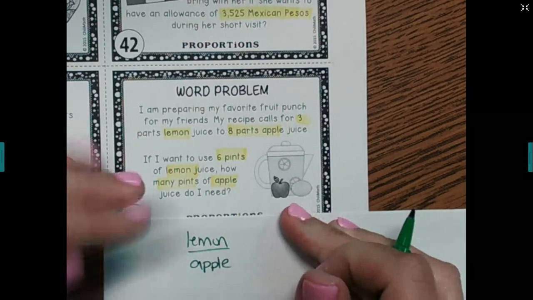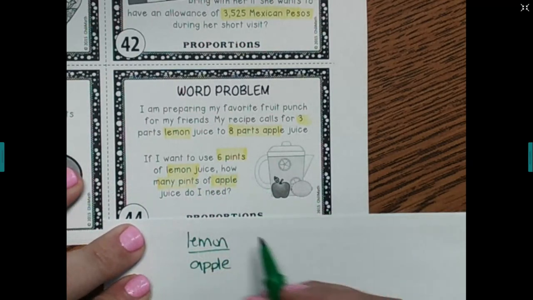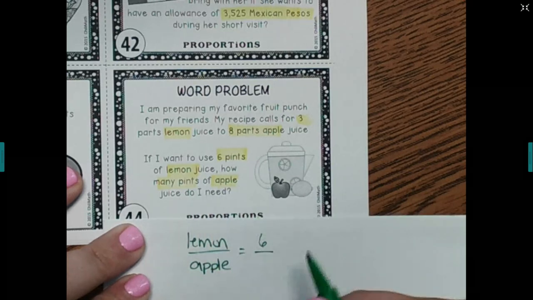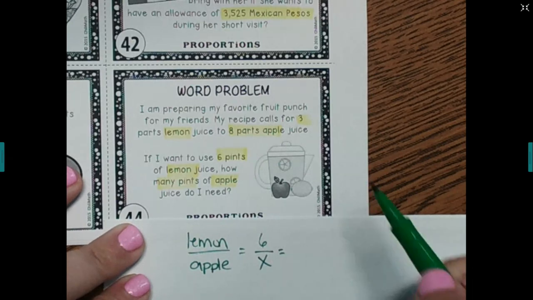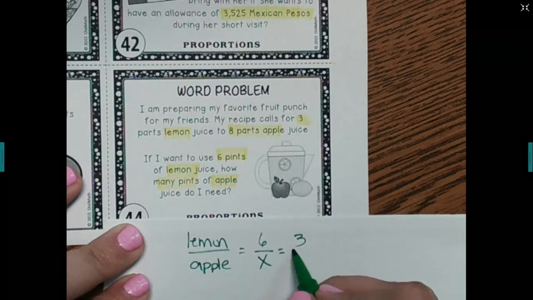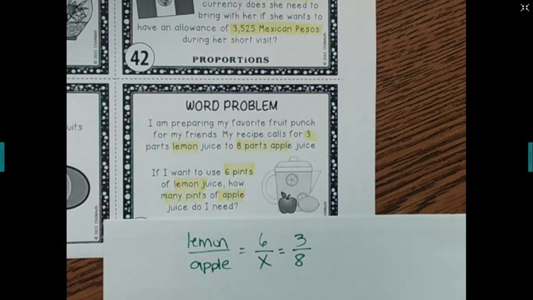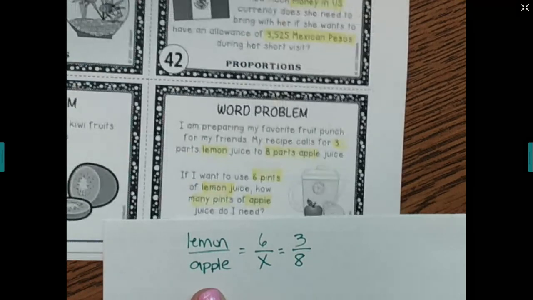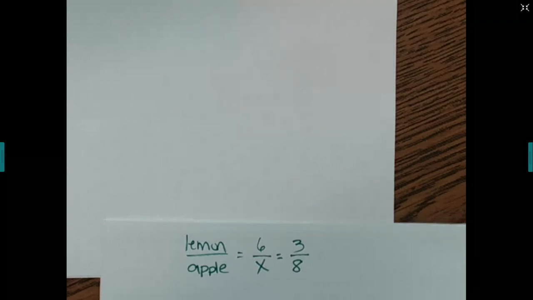Again, I always go back and start at the question and work backwards. 6 pints of lemon. So lemon is 6. How many apple? I don't know, so that's my X. Now I go back up and it says 3 lemon, 8 apple. And now you just solve it. Again, the hardest part is just making sure you're writing the equation. We'll do one more.